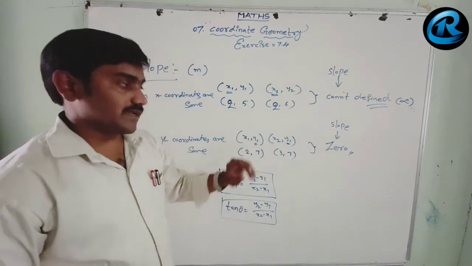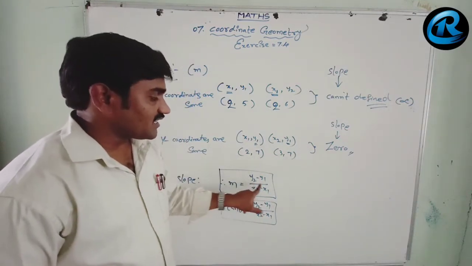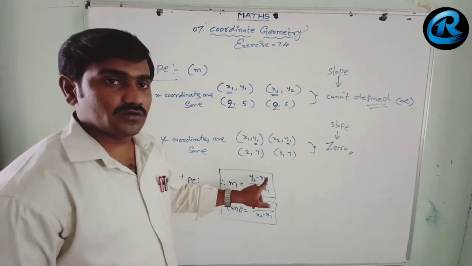Okay, suppose the y coordinates are same. 7 minus 7. The y coordinates are in the numerator. 7 minus 7 is 0, or 0 minus 0 is 0.